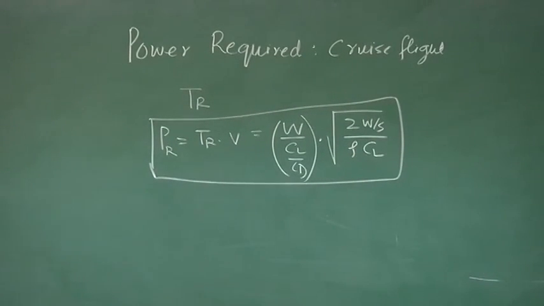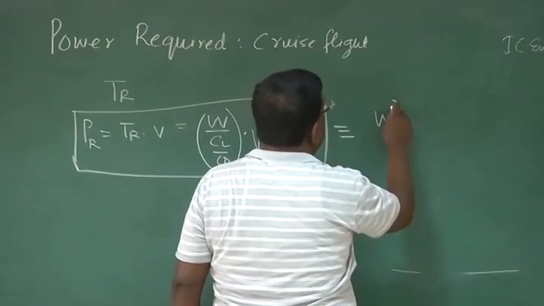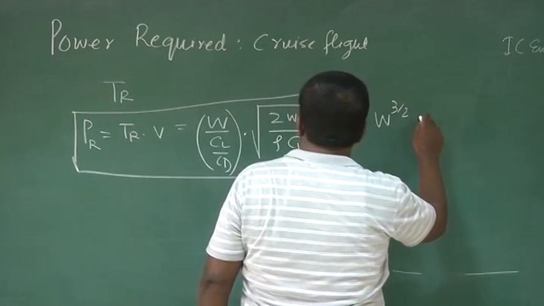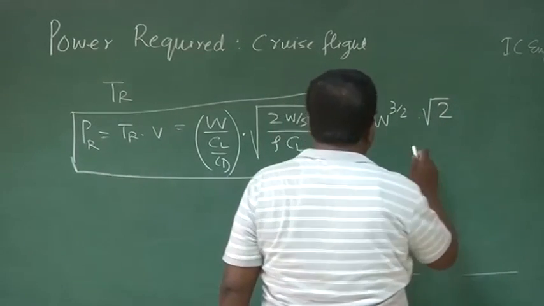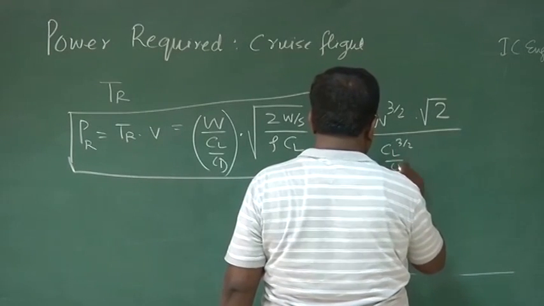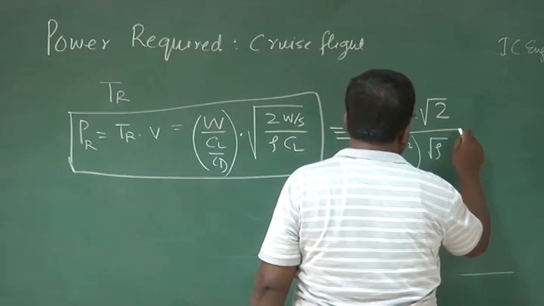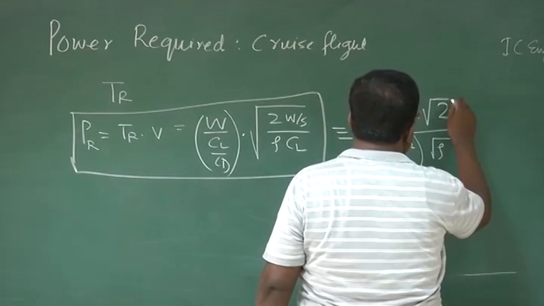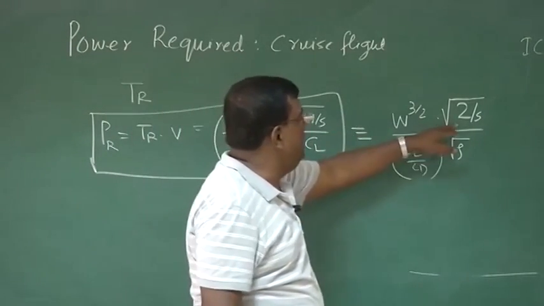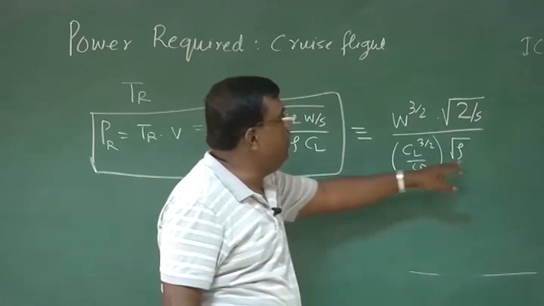So what we can see from here, this I can finally also write like this: W to the power 3 by 2, then root 2 here. Here I write CL to the power 3 by 2 by CD. Here again I write root rho, and somewhere this root of S also will come, so I club it here, 2 by S. Is it okay? Let us check. W and W to the half is W to the 3 by 2, root 2 is here, and S I have put it here, and CL and CL to the half gives CL to the 3 by 2, CD is here, and rho, right?